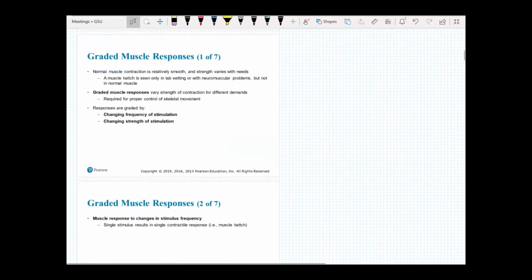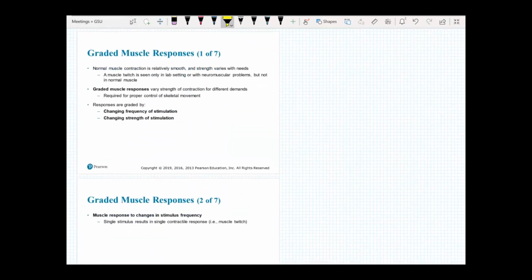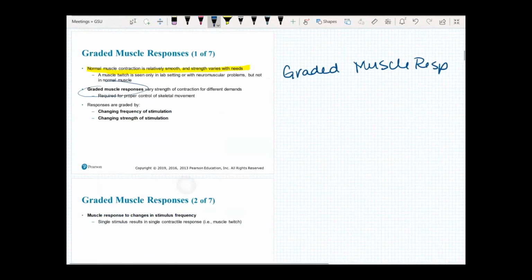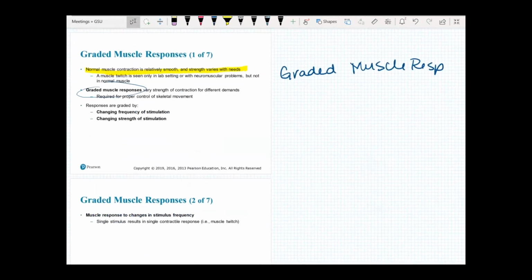So some of our other normal muscle contraction is going to be relatively smooth, and your strength will vary based on what you actually need to do. And this concept is going to be called a graded muscle response. What this means, let's make this a little smaller so we can write. A graded muscle response is that there are different strengths of the contraction that are going to be needed for different demands.